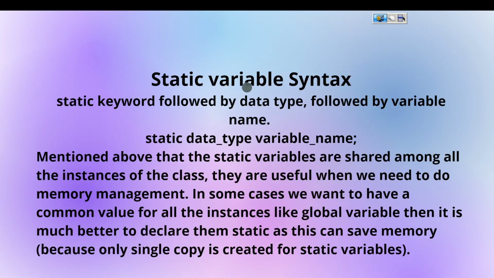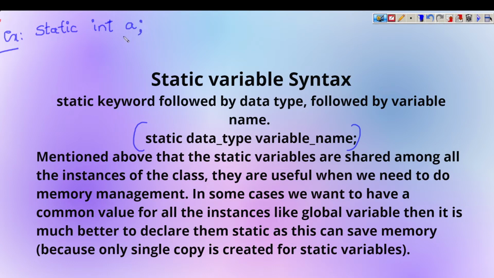Now let us see what is the syntax of that static variable. Static keyword followed by the data type followed by the variable name will be the syntax. So this is the syntax of the static variable. Every time you write a static variable, you need to write the keyword static, then the data type. For example, I am writing integer here. This is an example: static int, then the variable name. I'll write it as A. So this is how you are going to initialize a static variable.